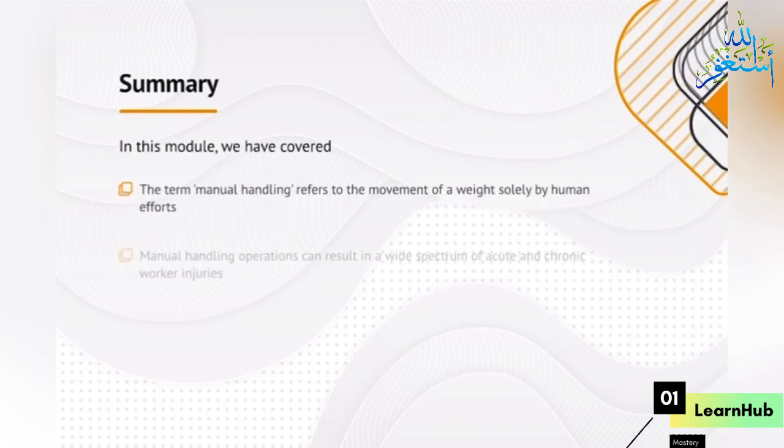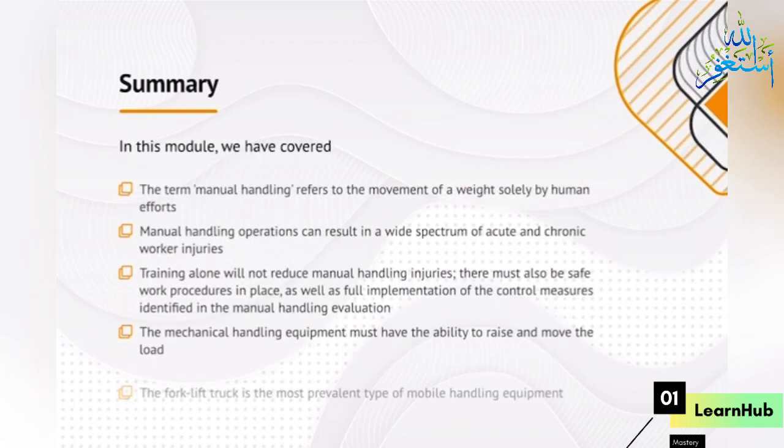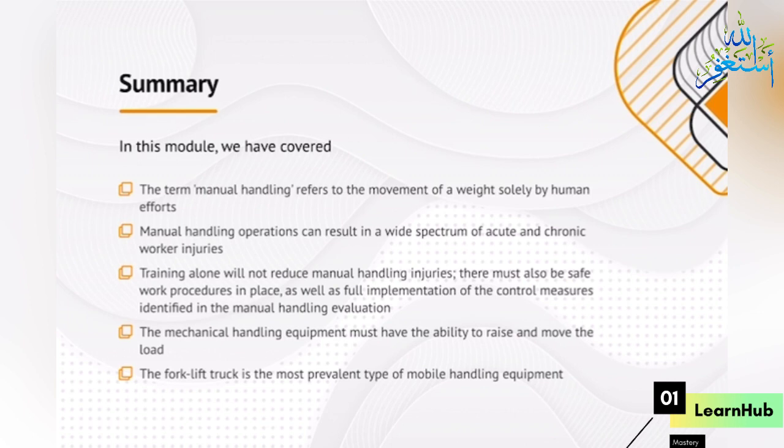Summary. In this module, we have covered. The term manual handling refers to the movement of a weight solely by human efforts. Manual handling operations can result in a wide spectrum of acute and chronic worker injuries. Training alone will not reduce manual handling injuries. There must also be safe work procedures in place, as well as full implementation of the control measures identified in the manual handling evaluation. The mechanical handling equipment must have the ability to raise and move the load. The forklift truck is the most prevalent type of mobile handling equipment.